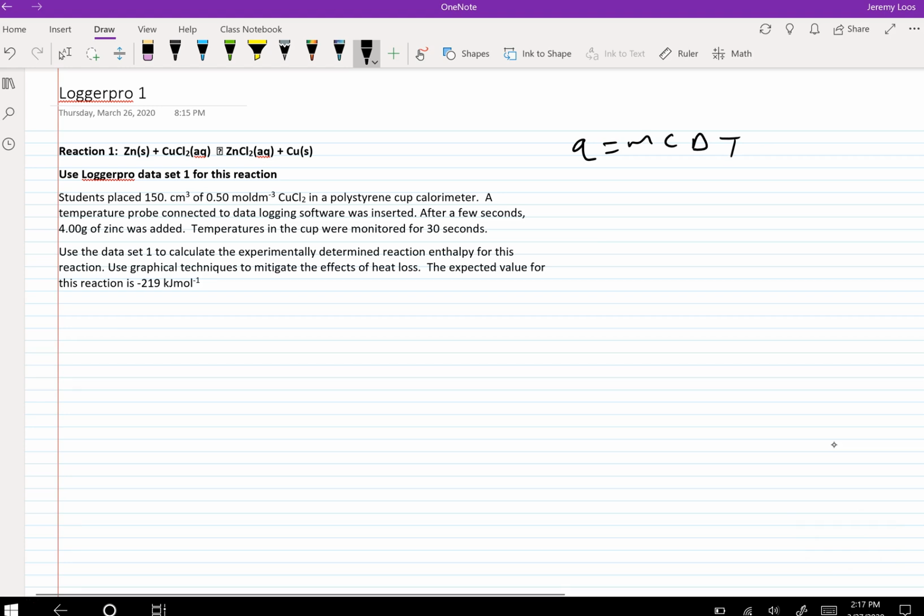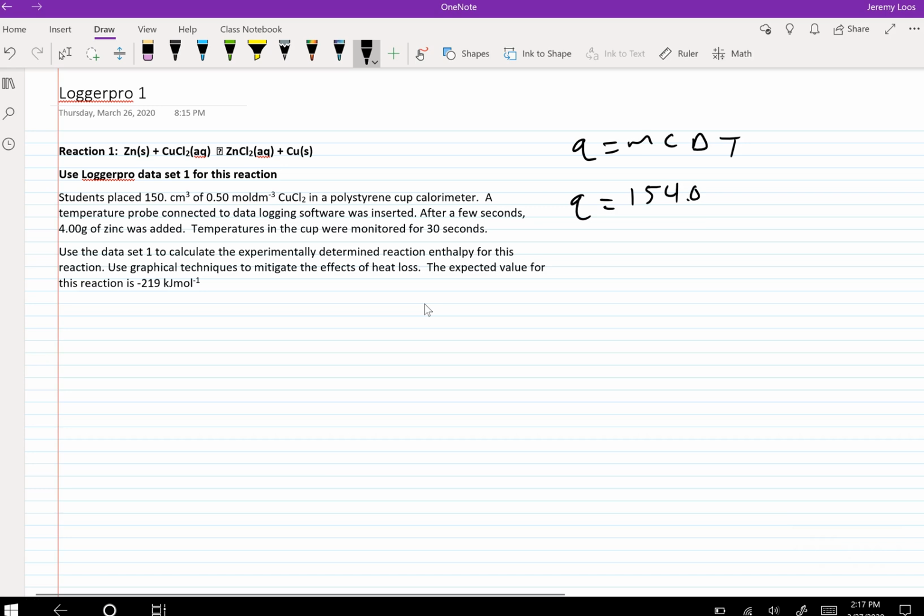As I've said many times before, the big issue here is what to put in for mass. So we need to think about where the thermometer is. The thermometer is in this styrofoam cup. It's got this solution in it, which has mass. And then we're also adding the 4 grams of zinc. I'm going to make the assumption that that solution has the same density and specific heat as water.